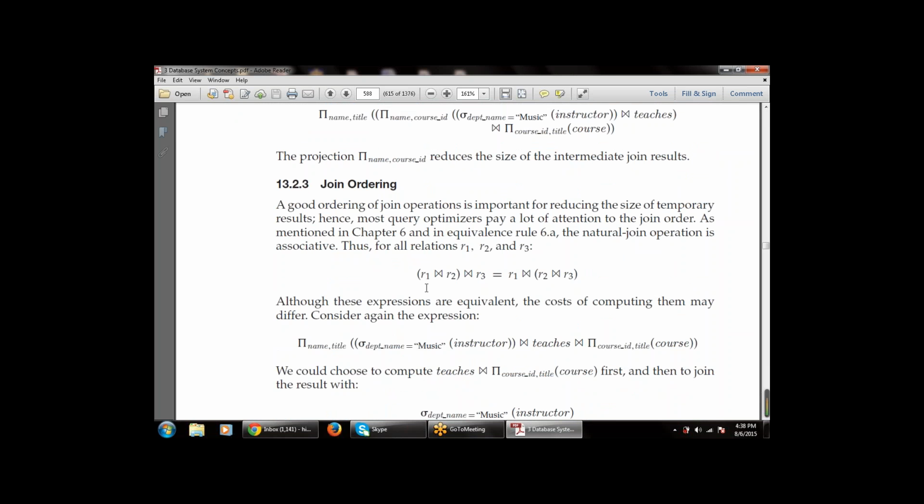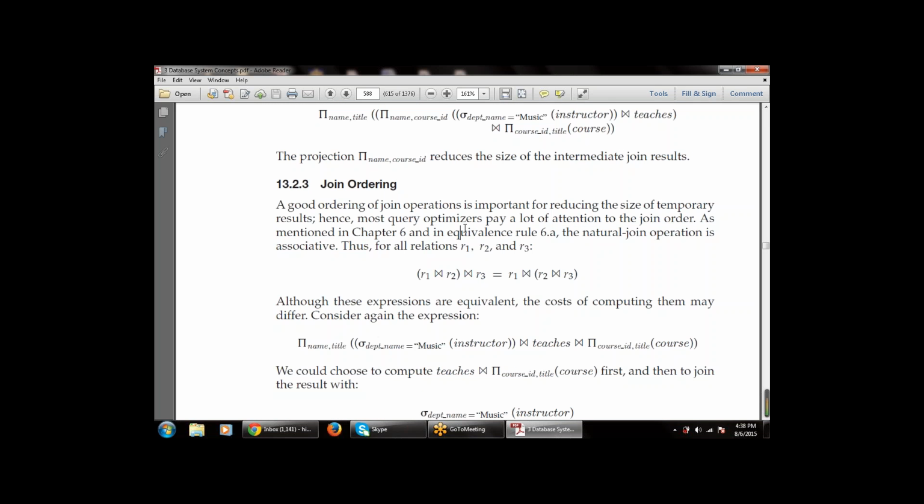Then there is join ordering, that is, the different orders or criteria in which joins can be performed. A good ordering of join operations is important for reducing the size of temporary results. Hence, most query optimizers pay a lot of attention to the join order.